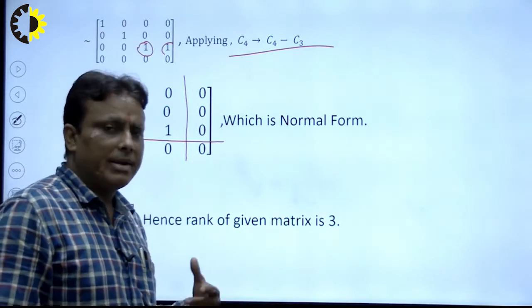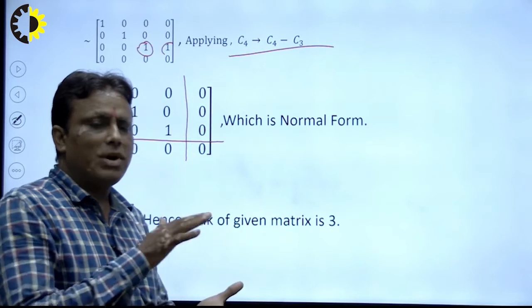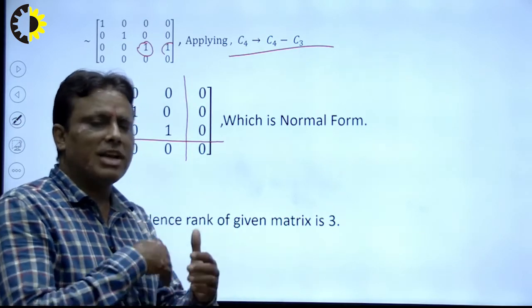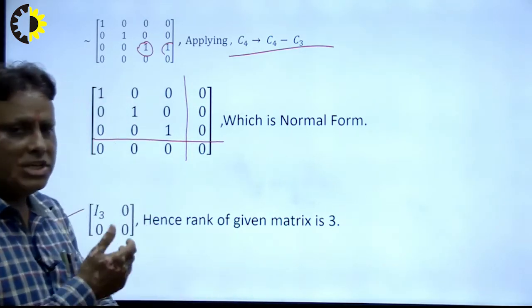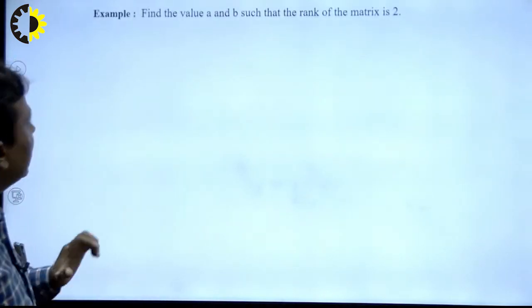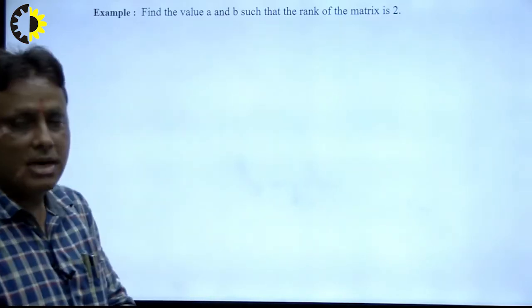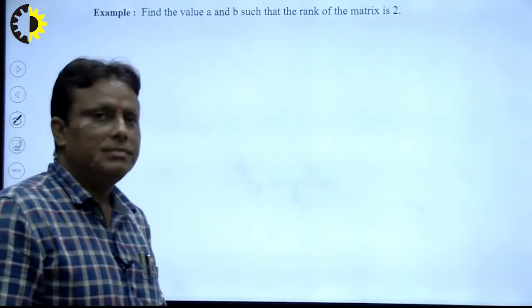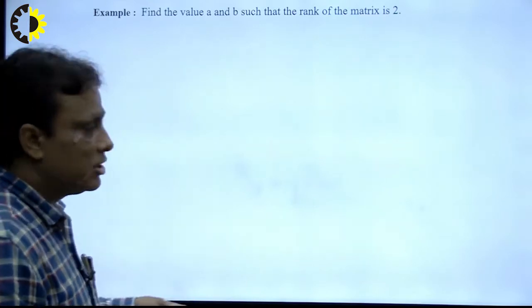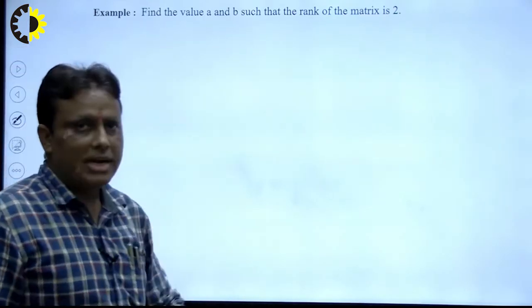Students, remember it: first apply row operations and just after that apply the column operations. So we take the minimum time to solve such type of problem. Now this question also appeared in the GATE 2020 exam. So what will be the question? Find the value of A and B.